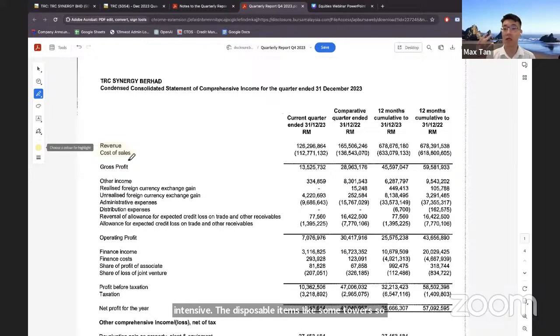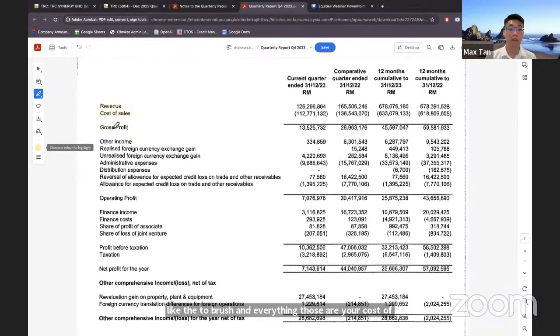How do you generate the sales? What are your costs involved? Then you arrive at a gross profit. Gross profit, in layman's terms, means that after revenue is deducted by cost, I arrive at the gross profit of the company, right? And this is before deducting other non-direct expenses involved in the business.